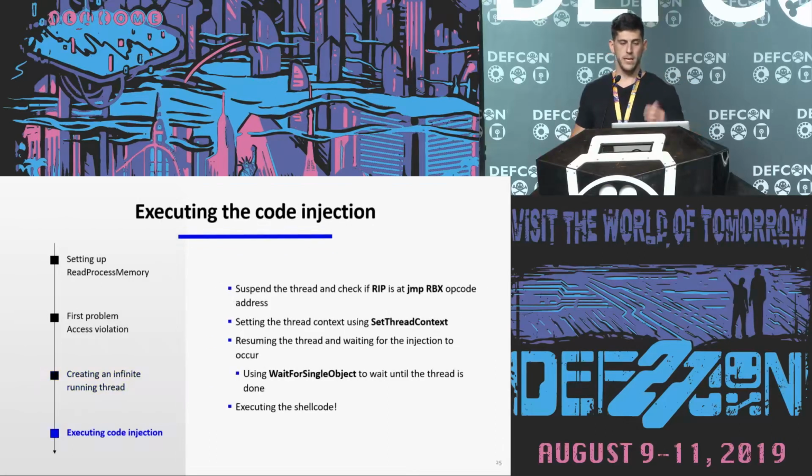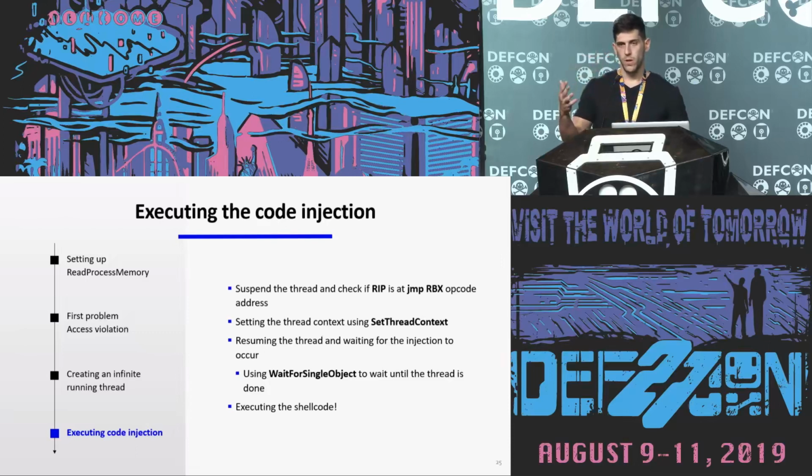Okay, so now let's execute the code injection. We will suspend the thread and see that RIP really points to our jmp RBX opcode, so we know that the thread was initialized and everything is okay. And then we'll start setting the thread. RCX is going to point to the duplicated handle we duplicated. RDX is going to point to the address of the shellcode in the injecting process. The lpBuffer, which is R8, is going to point to the location we allocated for the shellcode. R9, which is the size, is going to be the size of the shellcode.